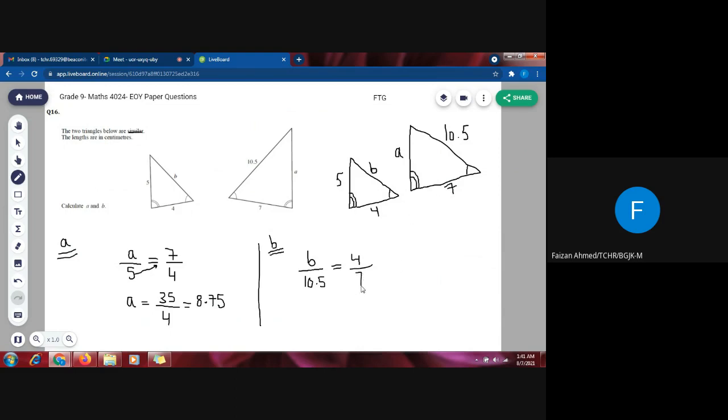So this will be 7, and with the cross multiplication technique, this 10.5 will go on 4. So this will be 4 multiplied by 10.5, which will give me an answer of 42, and I will not shift this 7. I will keep this 7 in the denominator, and I know that 7 and 42 are both divisible, and 7 times 6 is 42, so the value of B is coming out to be 6 centimeters.